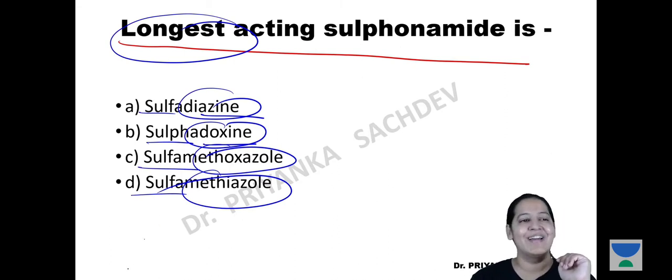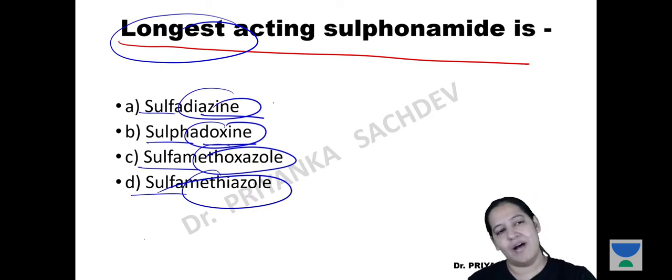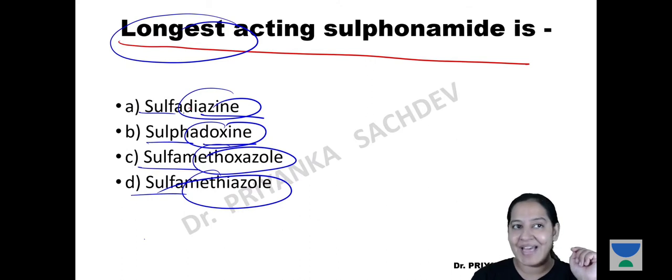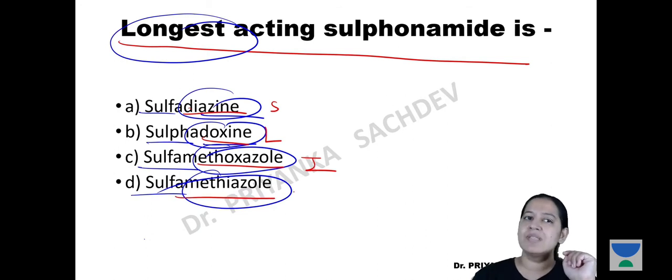Let me check. Anyone else apart from Khushi want to tell me the correct answer? Yes, you all are right. Everyone is saying B is correct. Diazine is short acting. Doxine is long acting. Methoxazole is intermediate acting. And methizole is again, I guess, short acting. So long acting among them is doxine, not diazine. So you all are right.